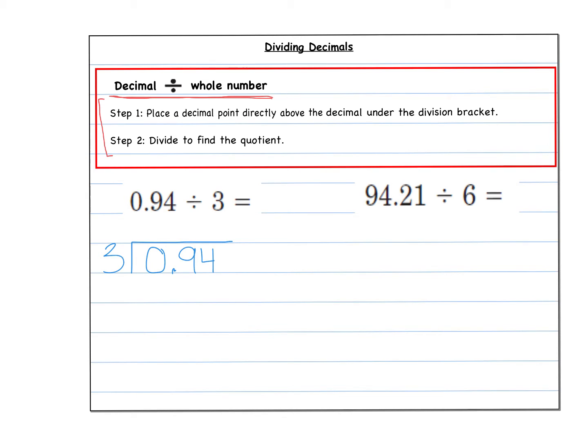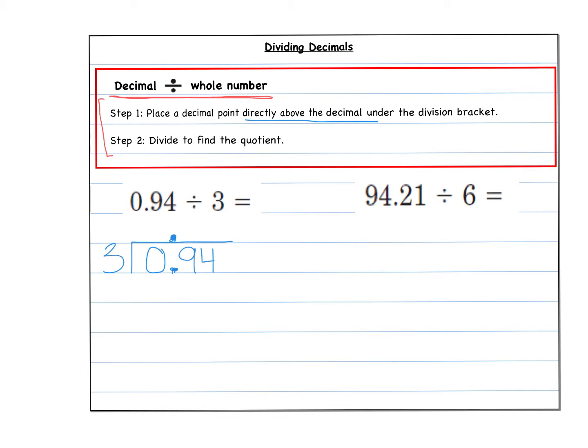So step 1 says place a decimal point directly above the decimal under the division bracket. You're going to put the decimal point directly above it, and then we divide. So this decimal right here is now going to jump up to right there. We don't do anything with it and we leave it. Now we act like this decimal is just gone and we divide.